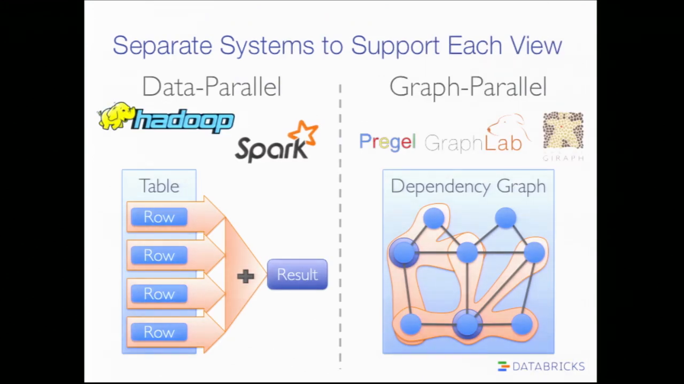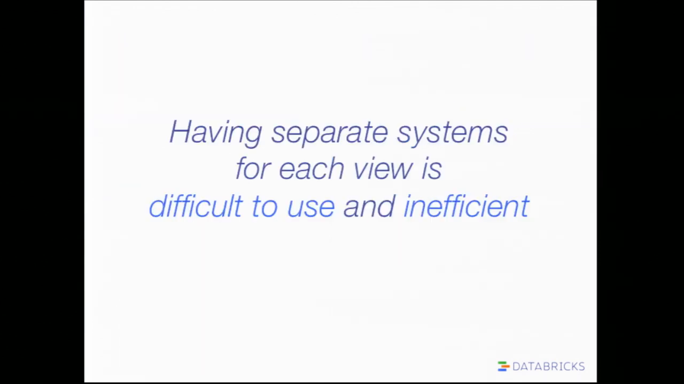And currently, we need separate systems to support each view. Hadoop and Spark, on the one hand, support table-based analytics operations, things like map and group by, and GraphLab, Giraph, and Pregel operate on graphs. Now, having separate systems for each view causes two problems.